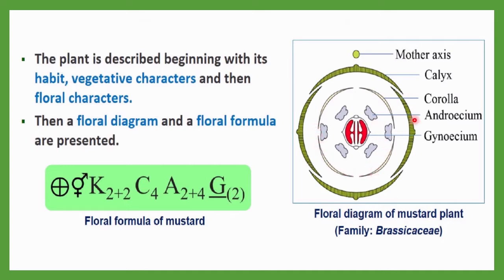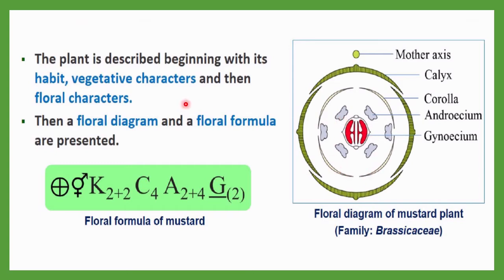Then you can see the androecium, so you have to draw the androecium. And then ultimately you have to draw the gynoecium, in which you have to explain the placentation. Here you can see placentation is clearly visible. So this is all about the floral diagram.